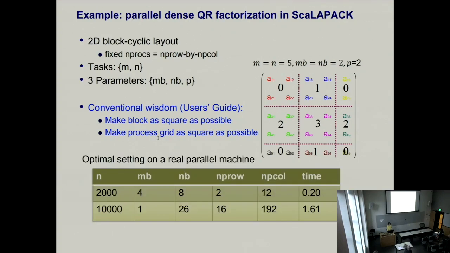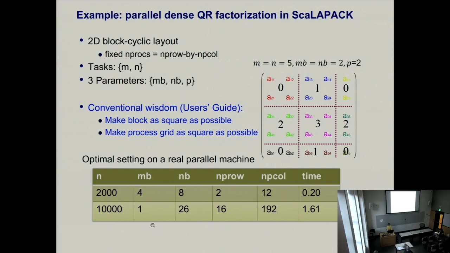But then you run this auto-tuner, and you find that for the size 2000 case, the tuner says the block size should be 4 by 8. For this case with 24 processes, the process grid should be arranged as 2 by 12. It's not 4 by 6. The square should be 4 by 6, right?